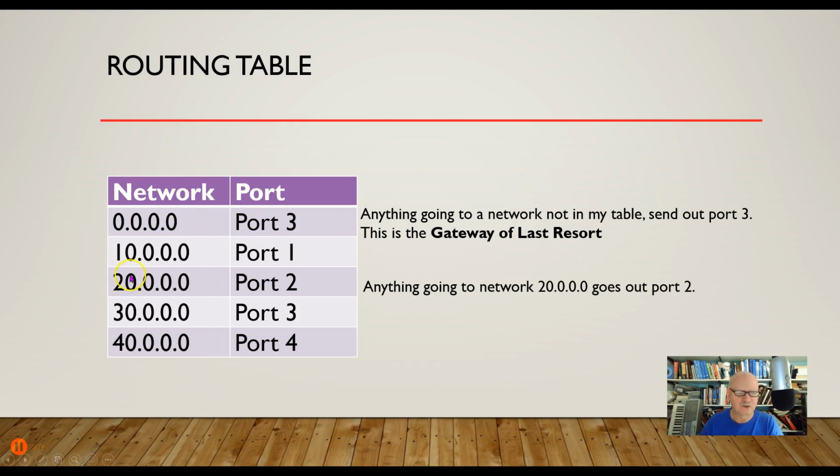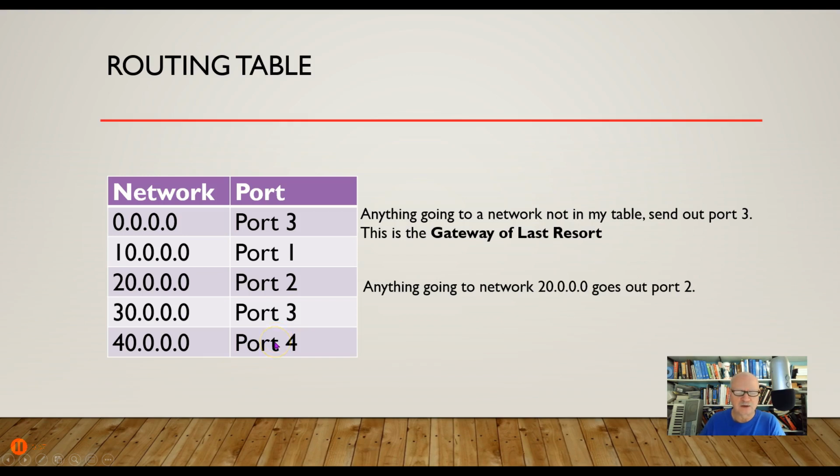Hey, if I want to get to network 10, go out of port 1. If I want to get to network 20, go out of port 2. If I want to get to network 30, go out of port 3. And if I want to get to network 40, go out of port 4. Now, it could be that this 40 network is not even on that router directly. This could be 3 routers away, but it still knows to go out of port 4.